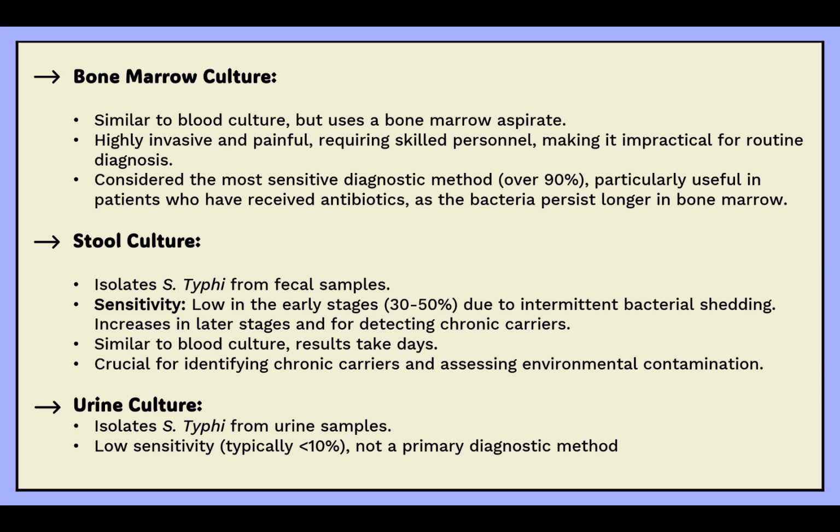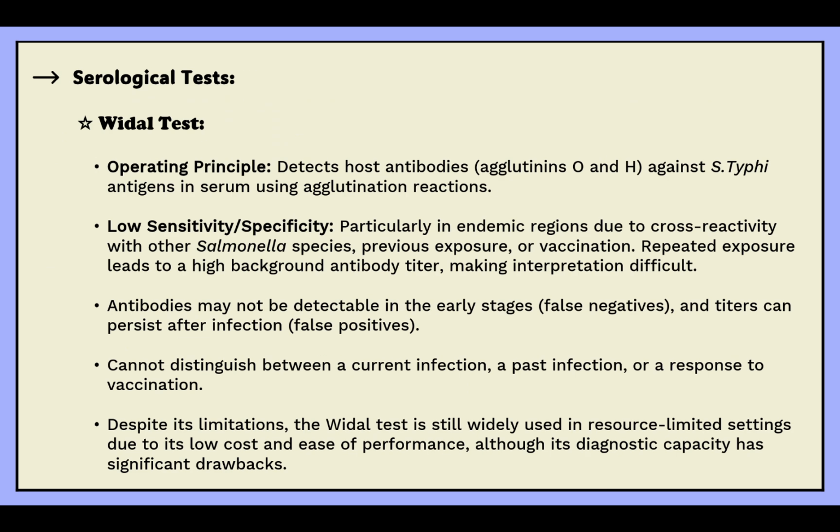Stool culture involves isolating S. typhi from fecal samples. Its sensitivity is low in early stages due to intermittent bacterial shedding, but it increases in later stages and is crucial for identifying chronic carriers. Similar to blood culture, results take days. Urine culture has a low sensitivity, typically less than 10%, and is generally not considered a primary diagnostic method.